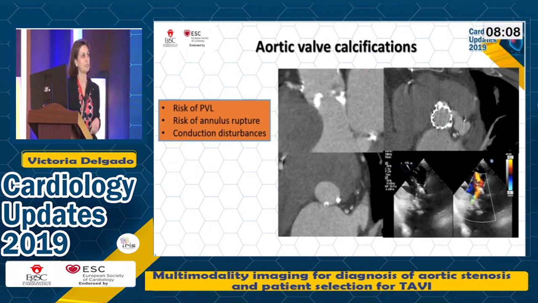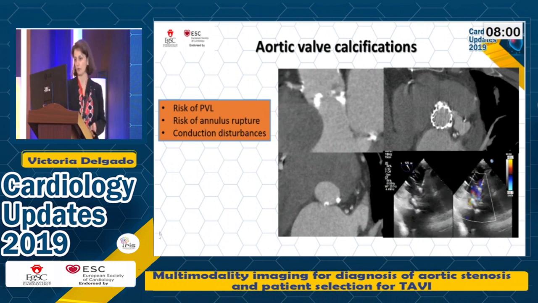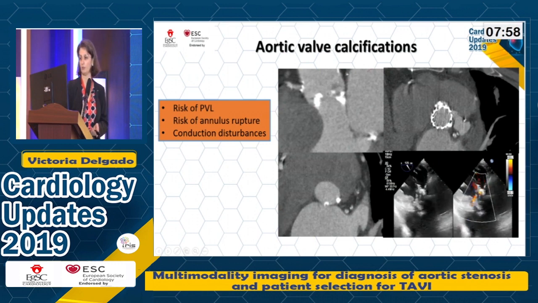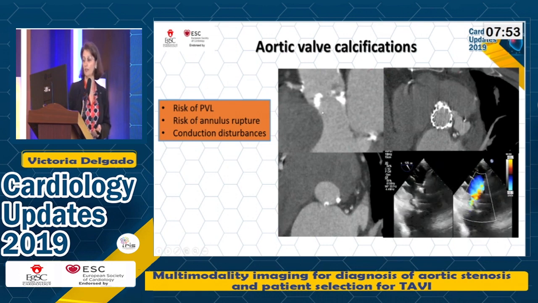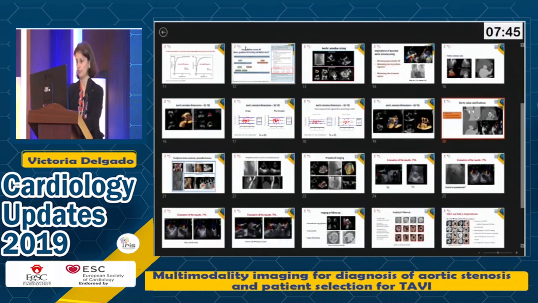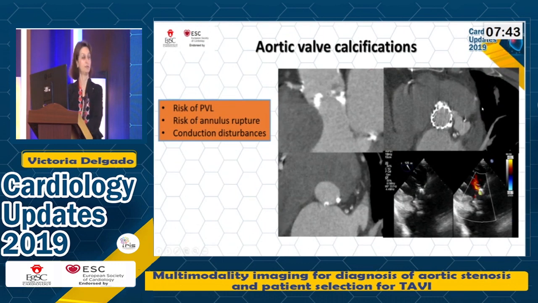And the case that you are seeing here is a patient from our center that was treated not so long ago, and you can see that here, close to the mitral aortic continuity, there is a very bulky calcification. The patient got a balloon expandable valve, and what we saw, I don't know if you can see it now better, yeah, is that in this calcification there is an extravasation of the contrast, and this is an annular rupture.